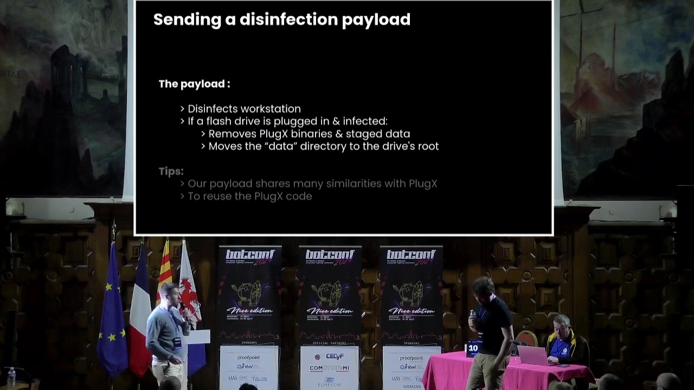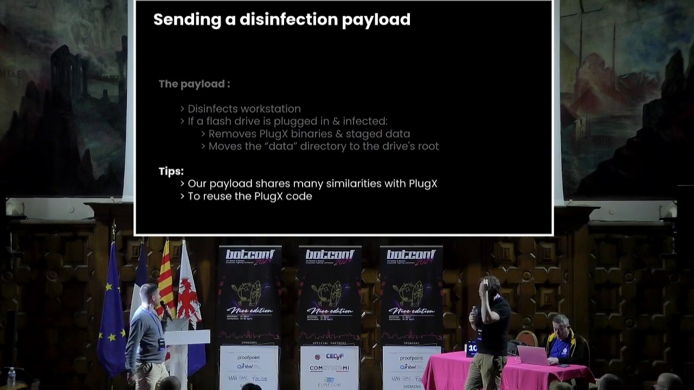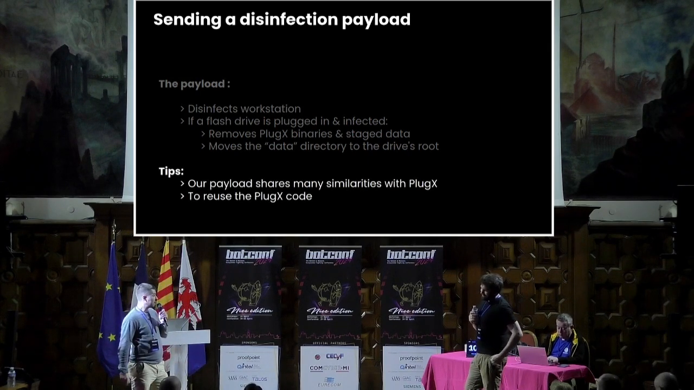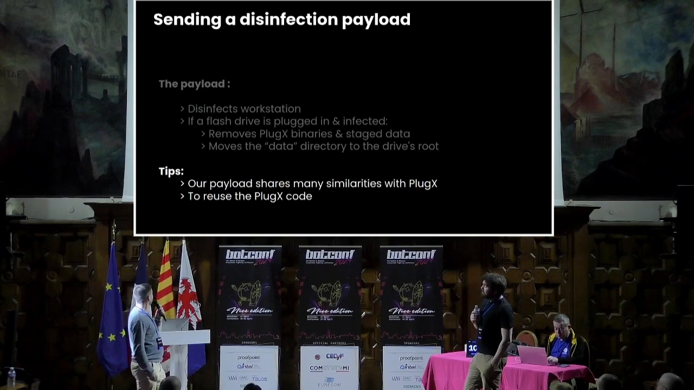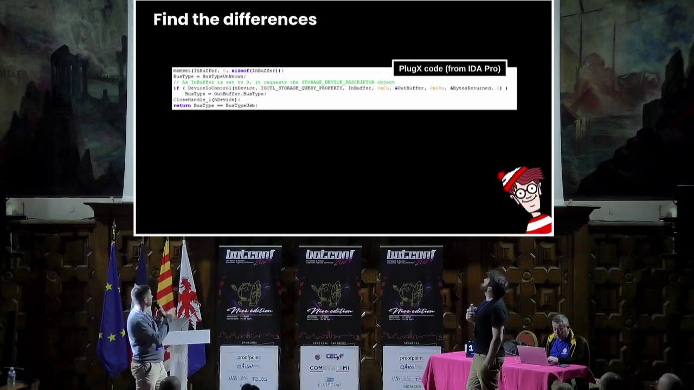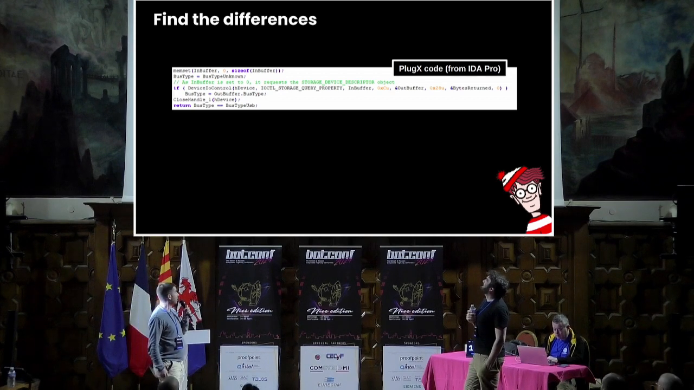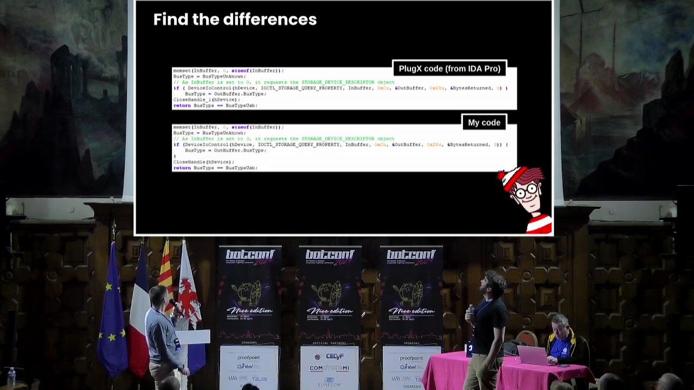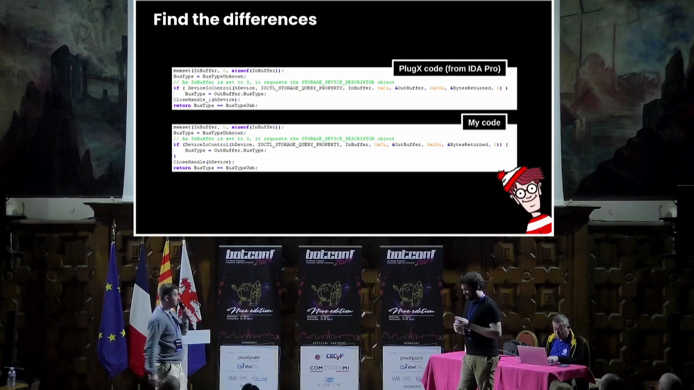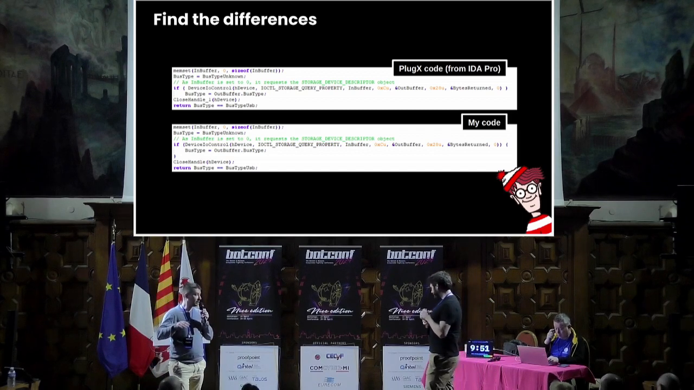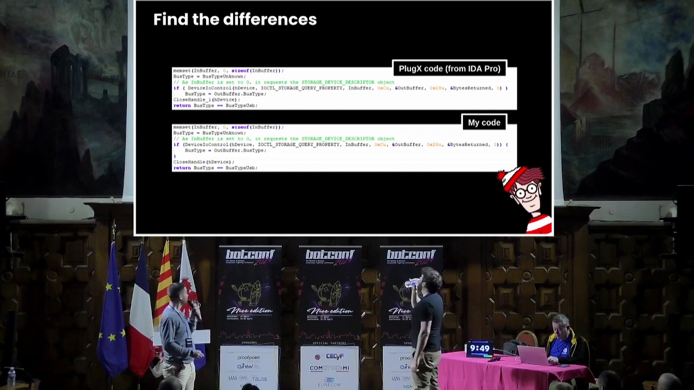So we can just copy-paste lots of code of PlugX, because PlugX has the same functionality. So here is an example. Here is a code of PlugX from IDA Pro, and I renamed things and put comments to explain what it does, and this is the code of my payload. So I copy-pasted all of it, even the commands. This part of the code is used to check if the connected device is a USB key or not.